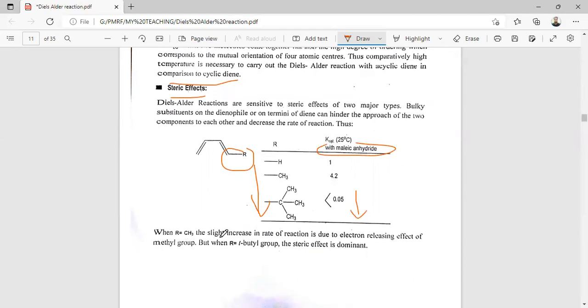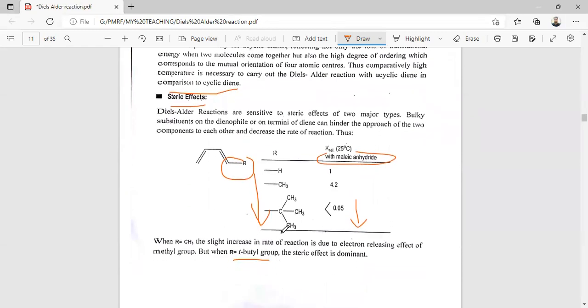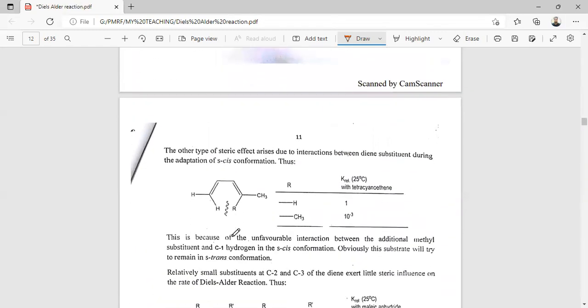So when R equals CH3, there is a slight increase in the rate of the reaction due to the electron-releasing effect of the methyl group, but when R equals tert-butyl group, the steric effect dominates. Another type of steric effect arises due to the interaction between the diene substituents during the adoption of the S-cis configuration. Thus, when R equals H and CH3.